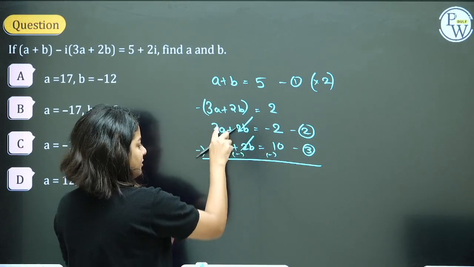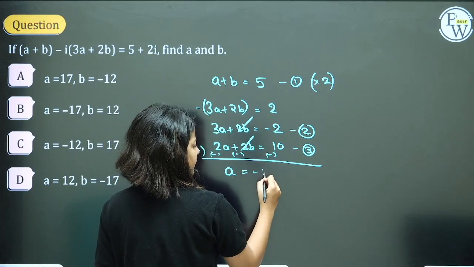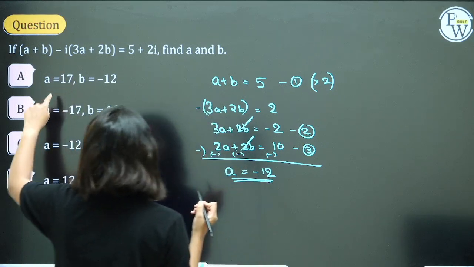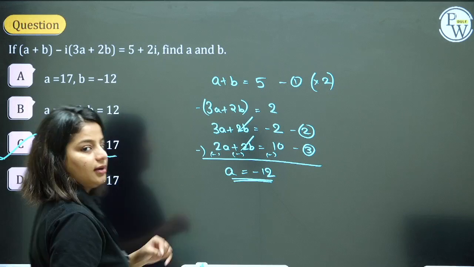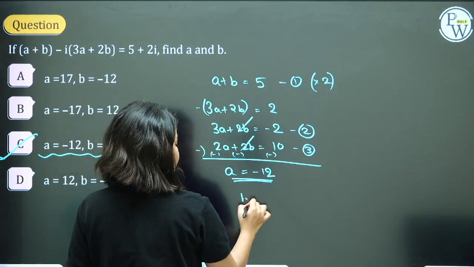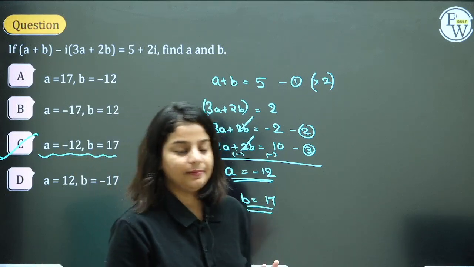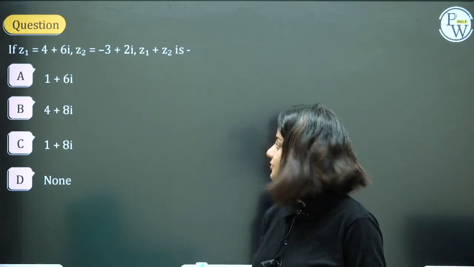2b to be cancelled. 3a minus 2a is equal to minus 2 minus 10, minus 12. The value of a is minus 12 when your option matches. Right, there is only one option matching. Well, if you want to confirm, put a as minus 12, b will be 5 plus 12, 17. Absolutely correct. So we use the concept of equality of complex numbers.